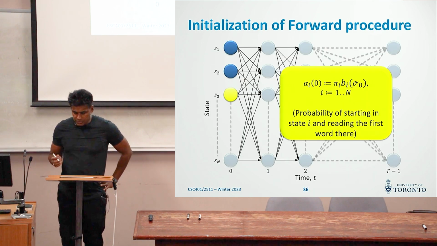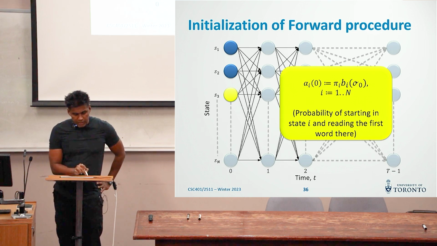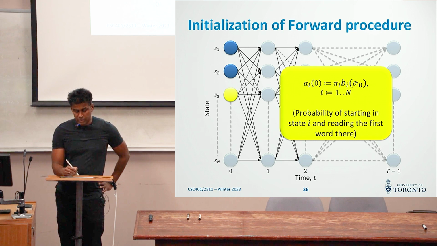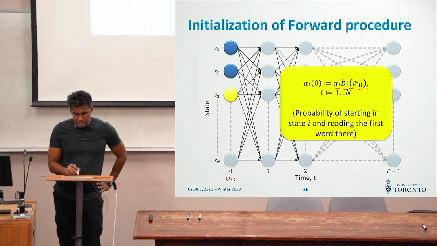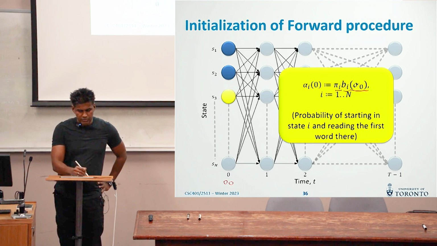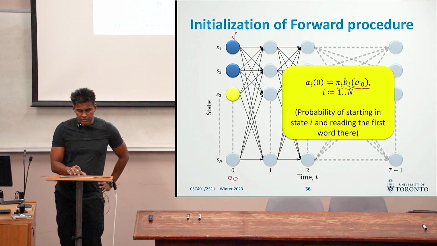The initialization procedure. First, we're calculating the yellow node over here. We know we'll be using the initial state probability pi I and the emission probability of observation 0 over here. And we repeat that for all the steps. So this first column is initialized.